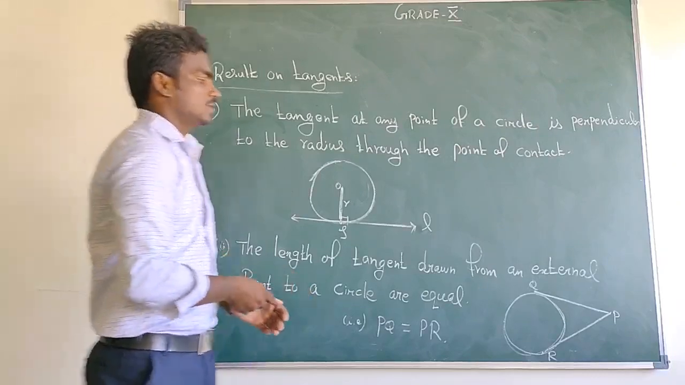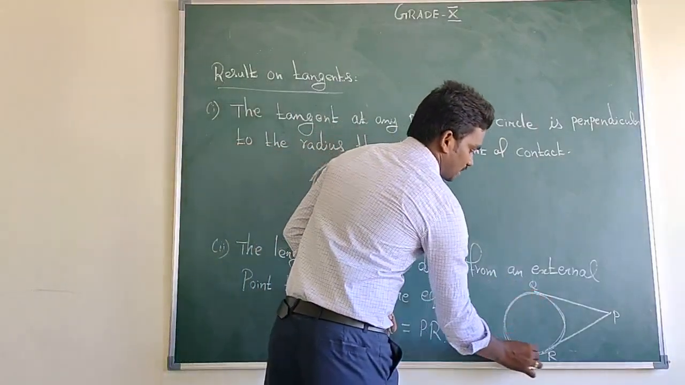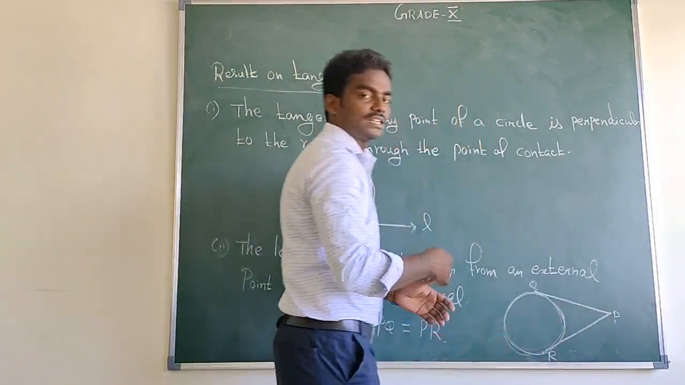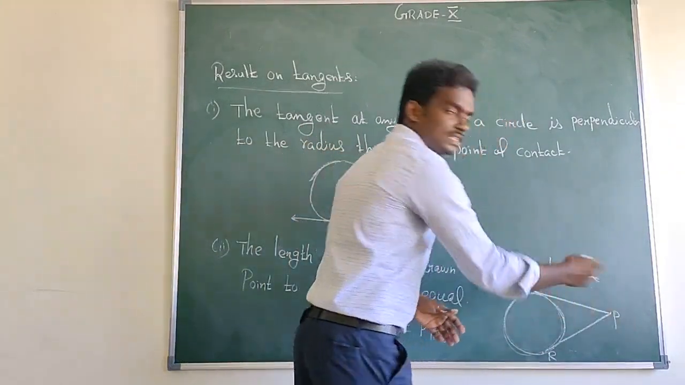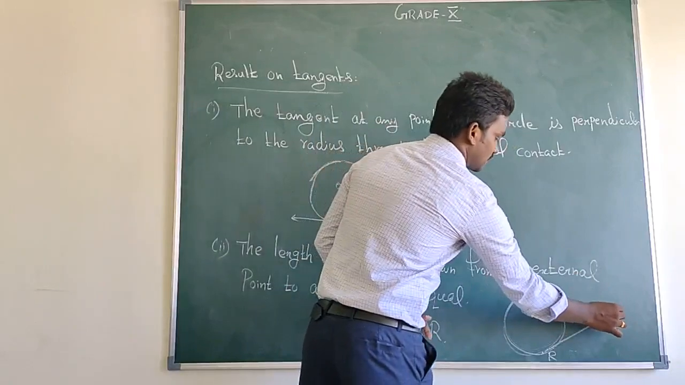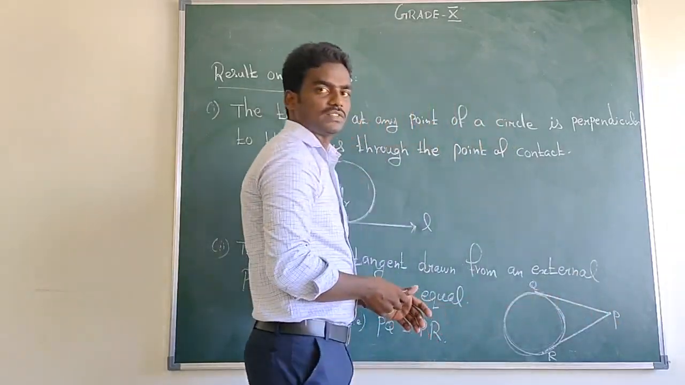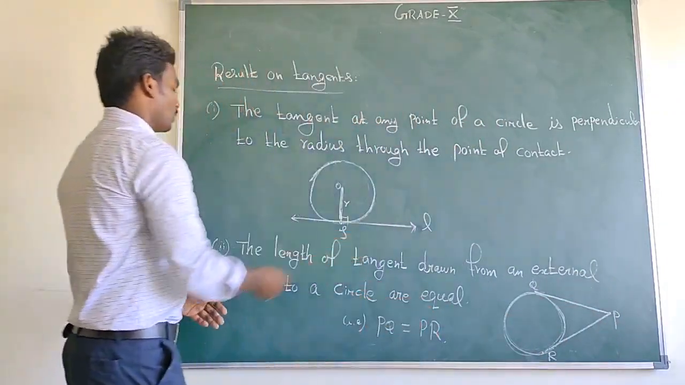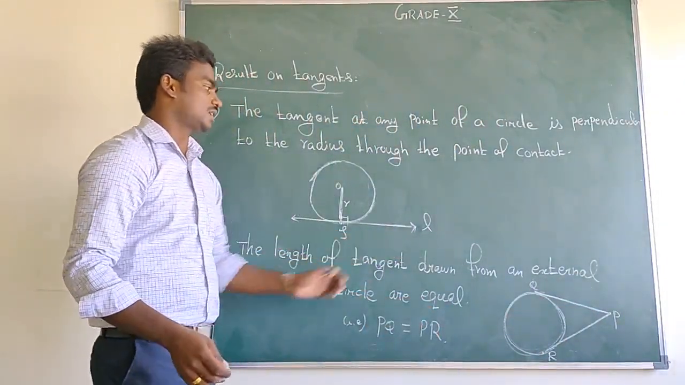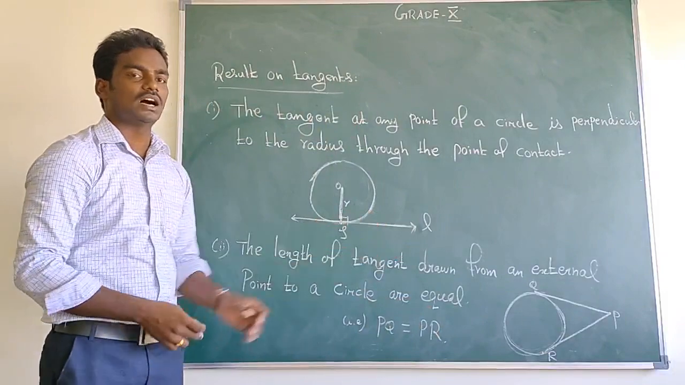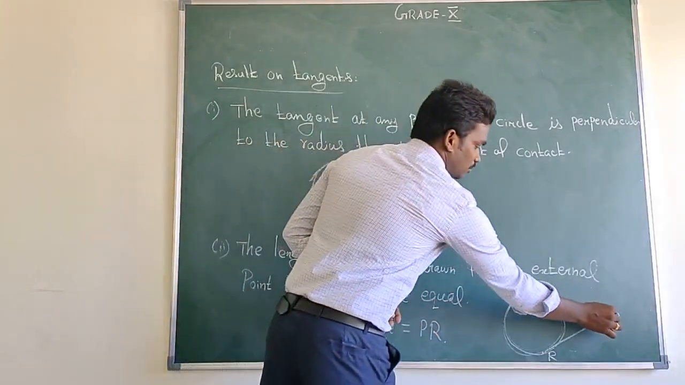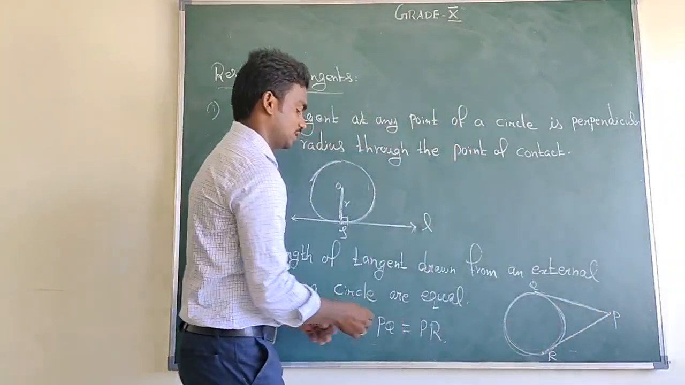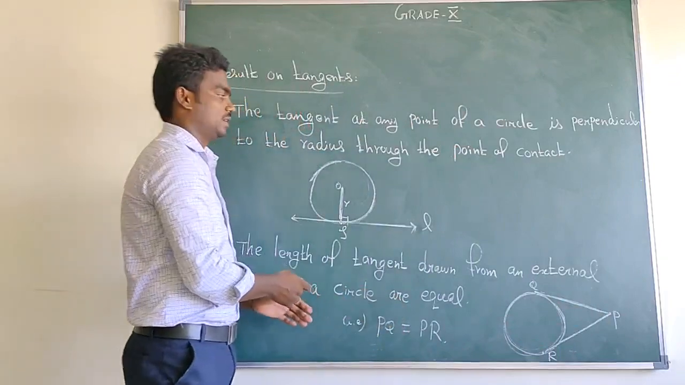Next, the lengths of the tangents drawn from an external point to a circle are equal. First we draw the circle and take a point P external to it. External point means outside of the circle. PQ is a tangent of the circle. PR is also a tangent of the circle. But what is our result? The lengths of the tangents drawn from an external point to a circle are equal. That means the length of PQ is equal to the length of PR, that is, PQ equals PR.